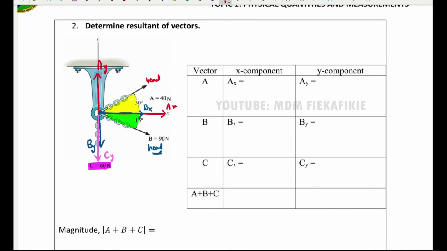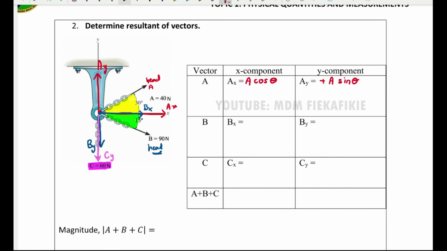Okay, so AX kita akan ada. Ini A tadi kan? Ini A. So A cos theta. Kenapa cos? Sebab angle 30 degree ini rapat kepada X. Jadi AX lah cos. Okay, jadi AY akan jadi positive sign. Okay, direction dia upward, positive A sin theta.